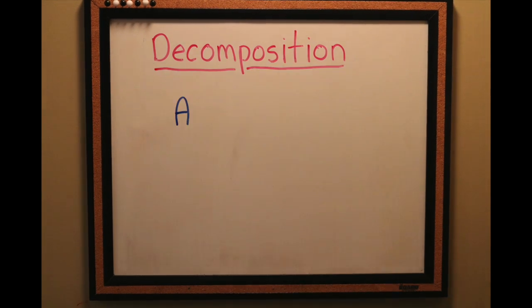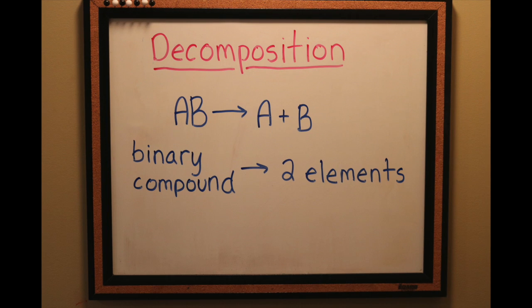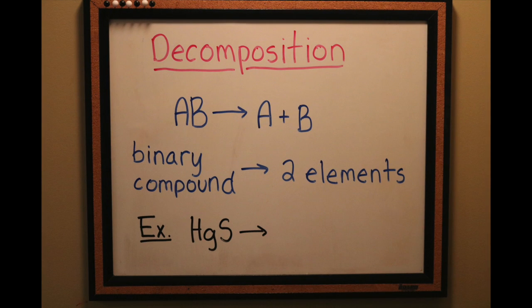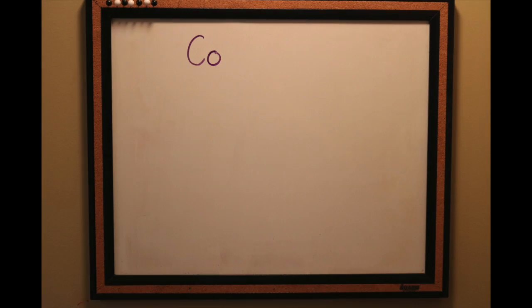Decomposition. AB yields A plus B. A compound breaks down into 2 elements. An example is HgS yields Hg plus S. This equation is balanced.